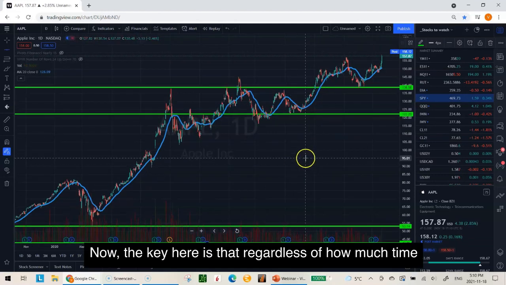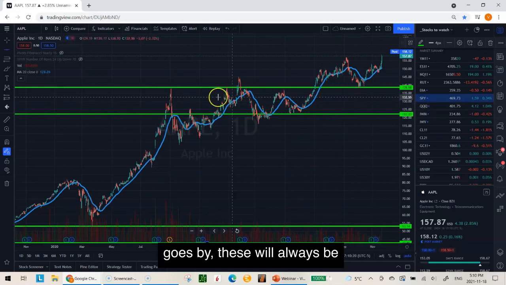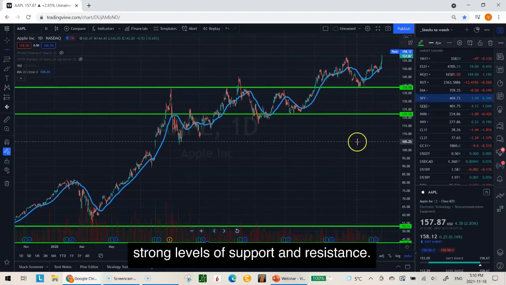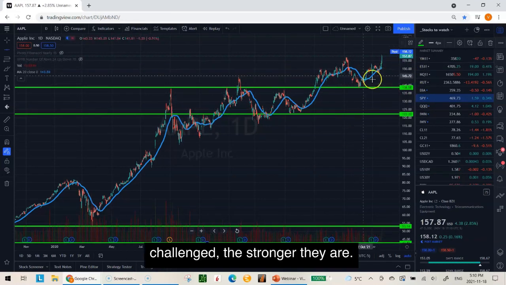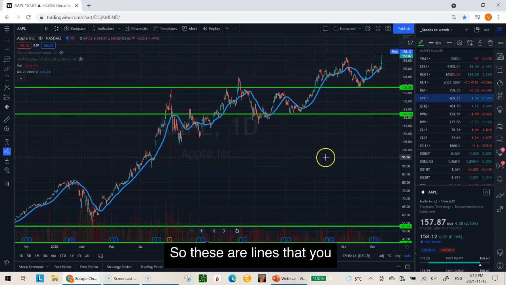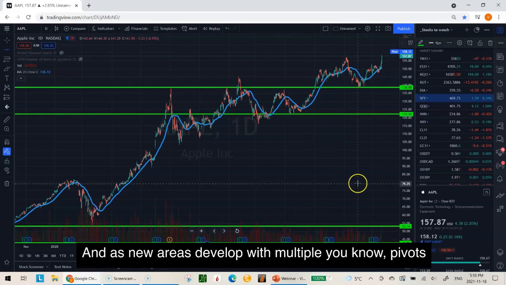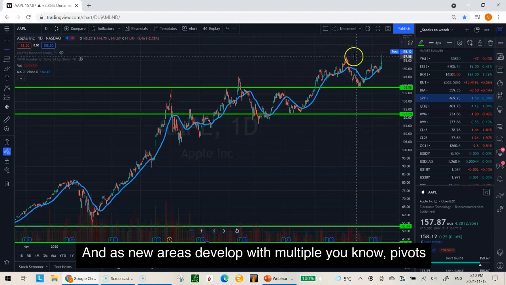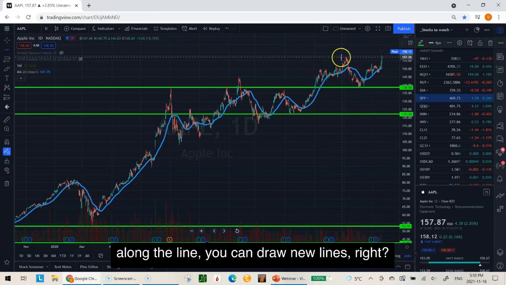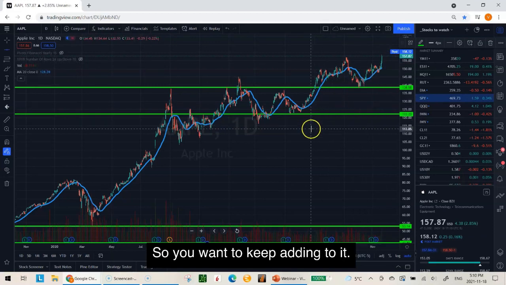Now, the key here is that regardless of how much time goes by, these will always be strong levels of support and resistance. And the more times they're challenged, the stronger they are. So these are lines that you can keep on your chart ongoing. And as new areas develop with multiple pivots along the line, you can draw new lines, right? So you want to keep adding to it.